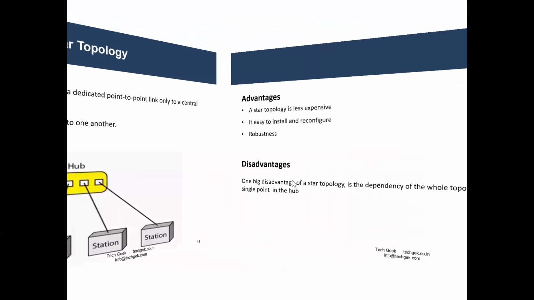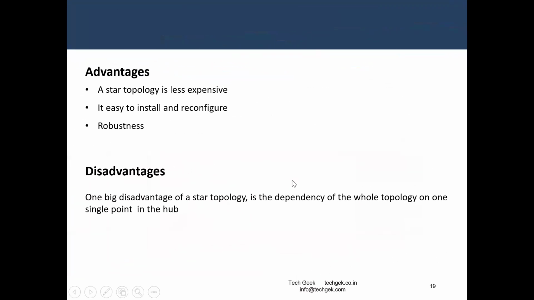So let's have a look at this. Star topology is less expensive, easy to install and reconfigure, and robust, right? The one big disadvantage of the star topology is the dependency. The whole topology depends on a single point, which can be considered a hub. If the main hub fails, the entire connection is lost.